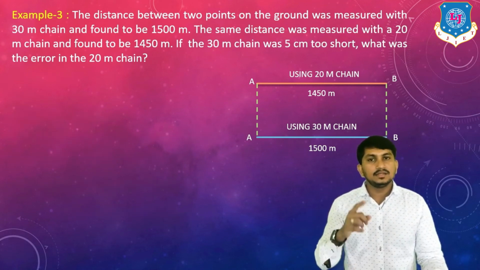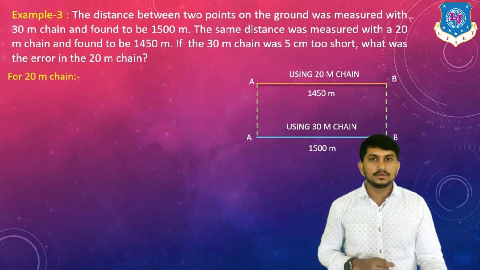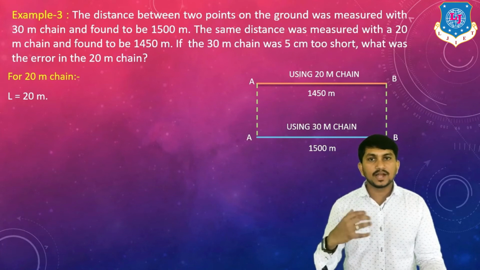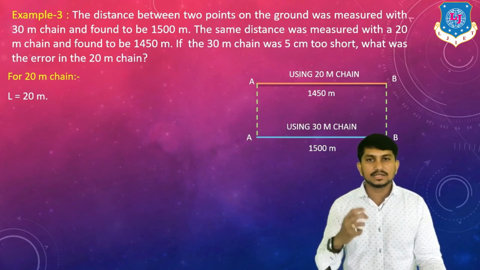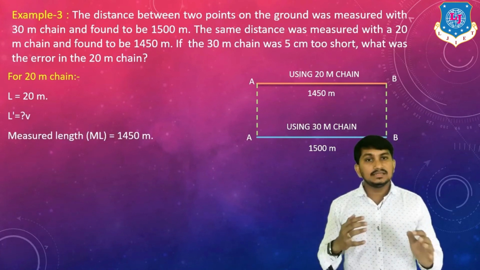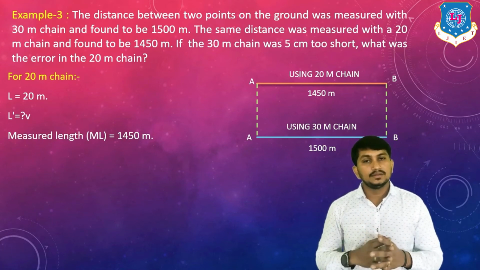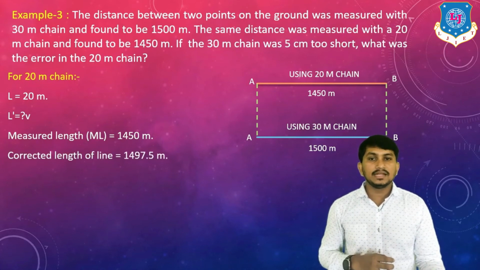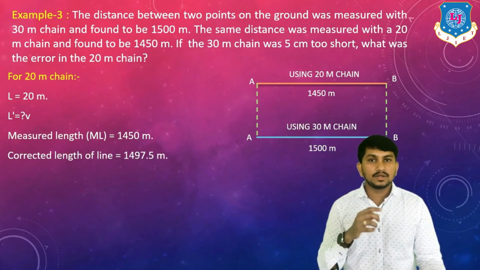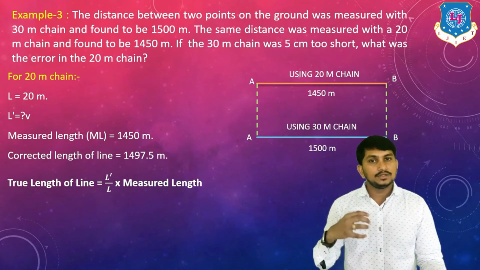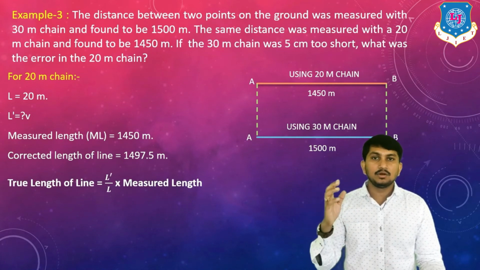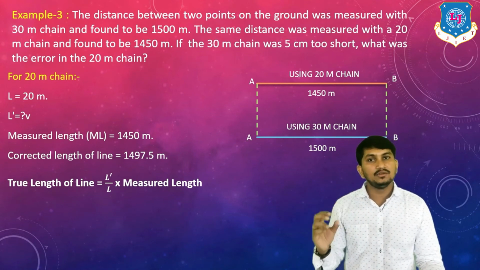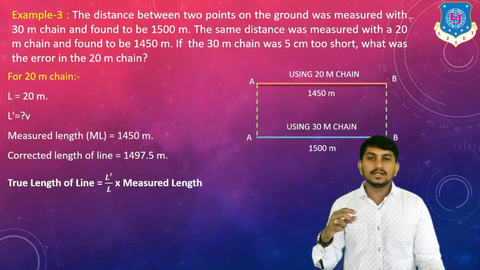Now we will find the error in the 20-meter chain. So for the 20-meter chain, the standard length L is equal to 20 meter, and we have to find the errors. So we have to find out the L dash of the 20-meter chain. The measured length of the line with the 20-meter chain is 1450 meters. The true length of the line is 1497.5 meter. Because by using the equation TL is equal to L dash by L into measured length, we have TL, we have ML, we have the standard length L. So we can find out L dash.